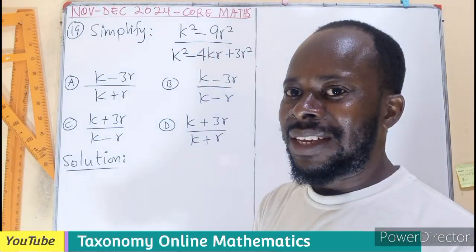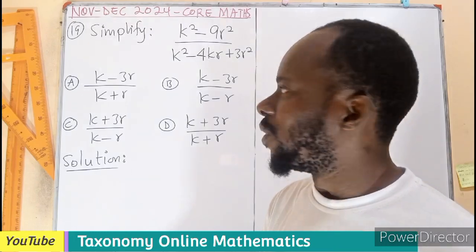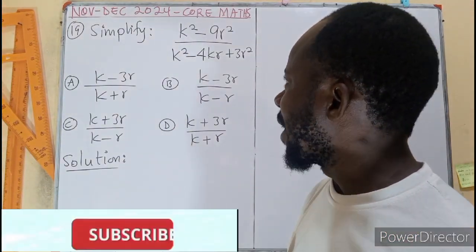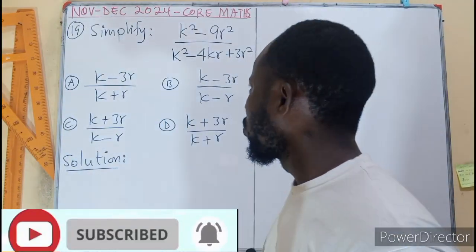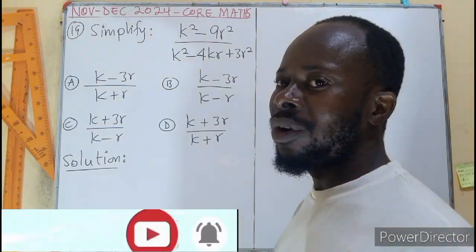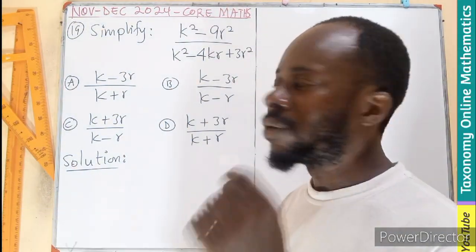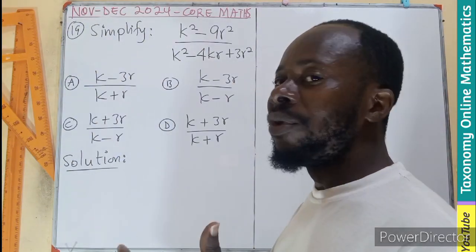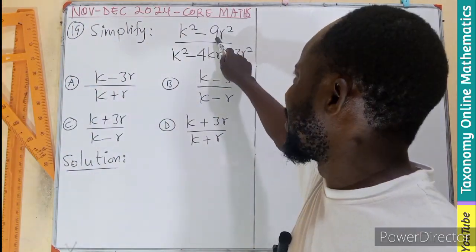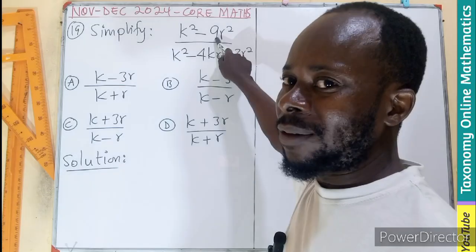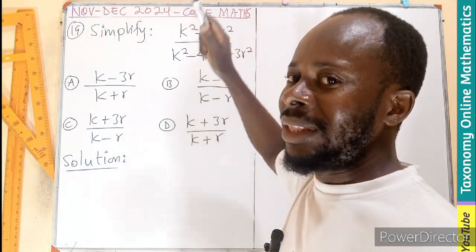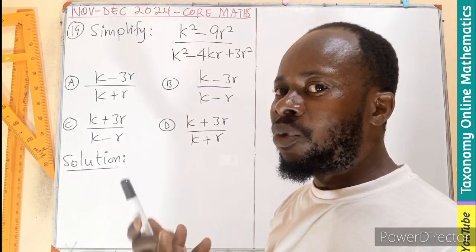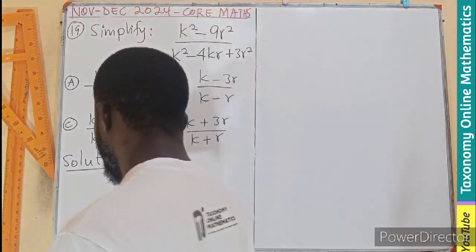We have question 19 on NOV-DEC 2024. We are to simplify k squared plus 9r squared, all divided by k squared minus 4kr plus 3r squared. Looking at the numerator, we can rewrite 9r squared as 3 squared r squared, and by indices it becomes 3r all squared, and that will give you a difference of two squares in the numerator there.